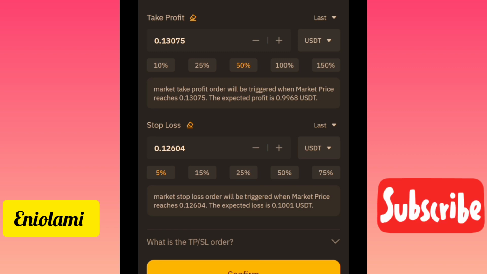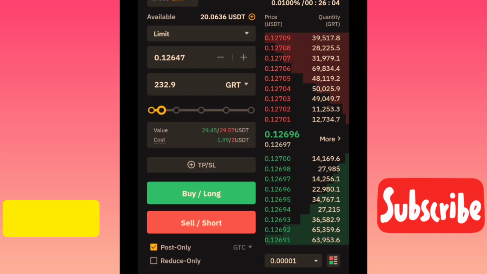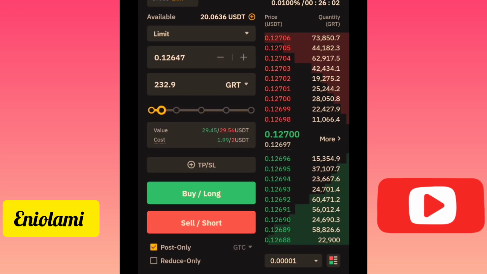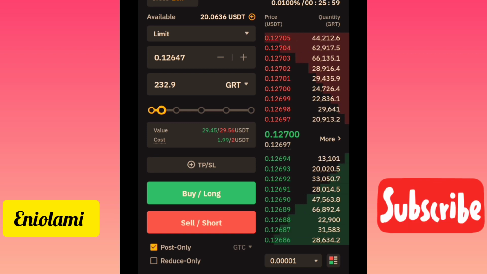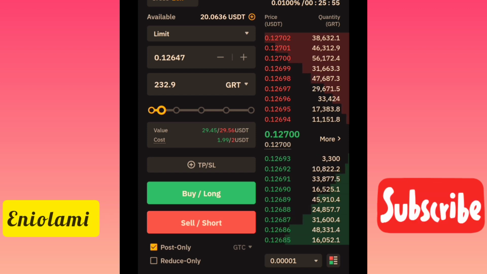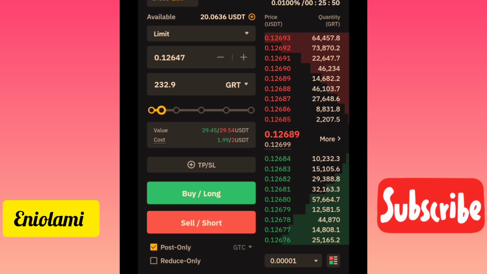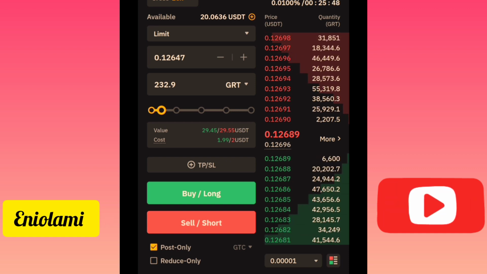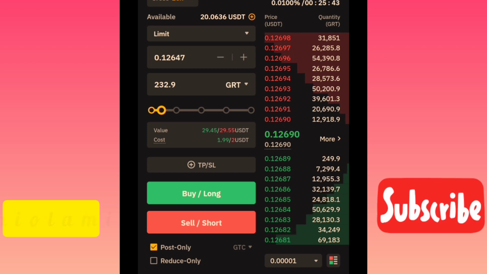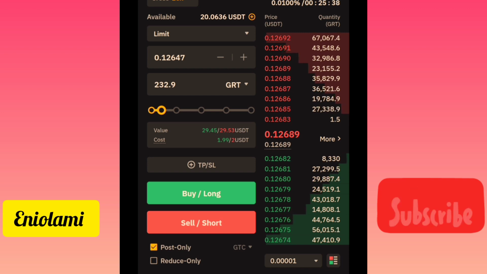I want to explain this appropriately in the next video on how to trade signals. But for the sake of this leverage and margin, this cost is your margin. The total value I'm entering this trade with is $29 because of my leverage. This cost means margin. This available balance is your total capital that you've deposited in that trade. The value means your total amount you are entering with.